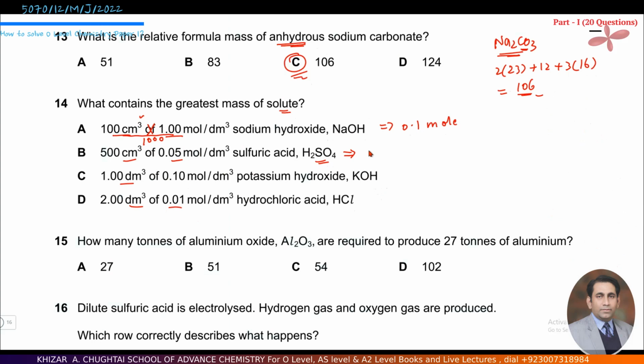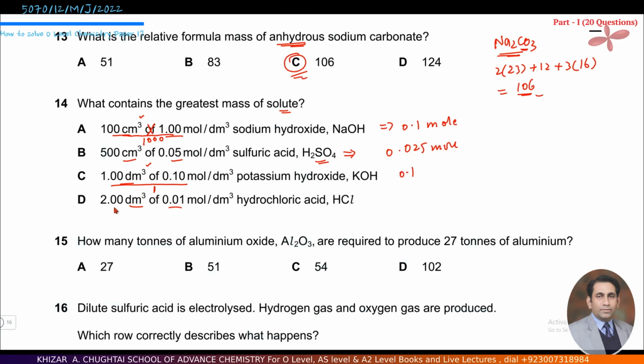500 multiplied by 0.05 divided by 1000. That is equal to 0.025 mole. Coming to potassium hydroxide, what is the mole of potassium hydroxide? I mean 1 multiplied by 0.1, which is 0.1. There is no need to divide by 1000 because the volume is in dm cube. Here I will divide by 1.